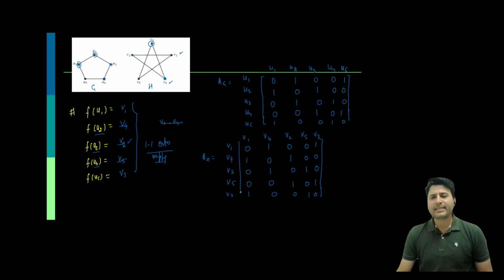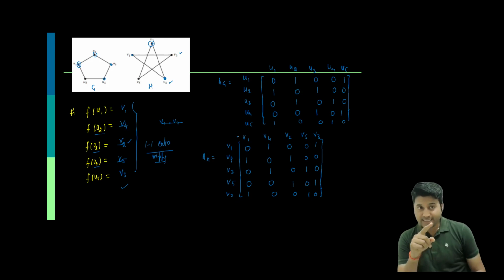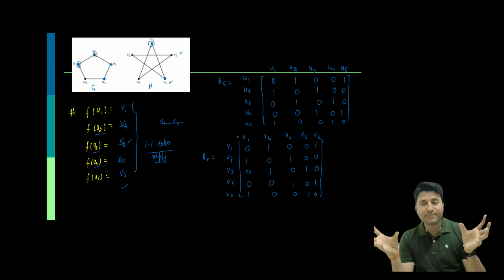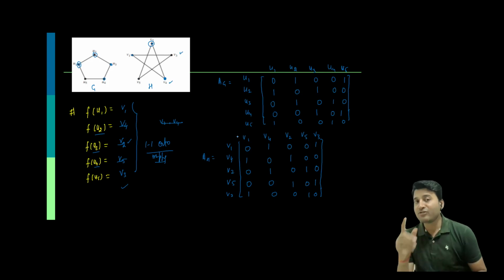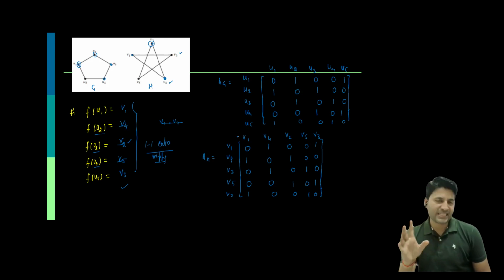So now you can say I am able to make a 1-1 onto function which gives me the same adjacency matrix. Hence, this pair of graphs is also isomorphic. You can see, they do have different shapes, but still they are isomorphic. That means the second can be redrawn and it gives you the same shape as the first one. I hope you understand it.